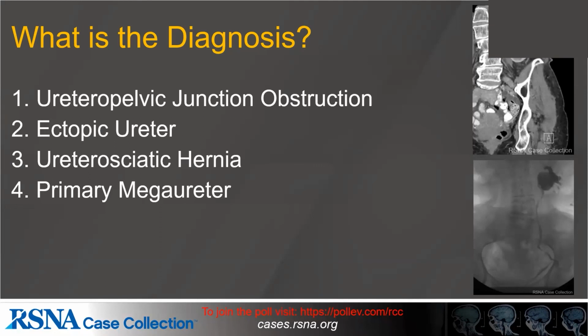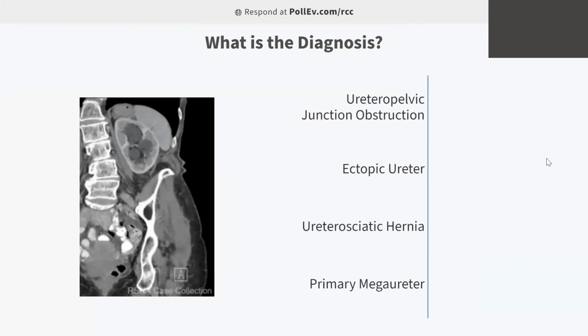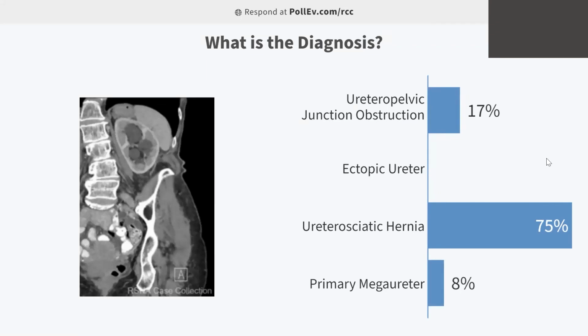So what is the diagnosis? You have four options: UPJ obstruction, secondly, ectopic ureter, third is ureterosciatic hernia, and then fourthly is primary megaureter. If you want to start your voting. Spend a few more seconds. All right, things have stabilized. Can you move to the next slide, please?